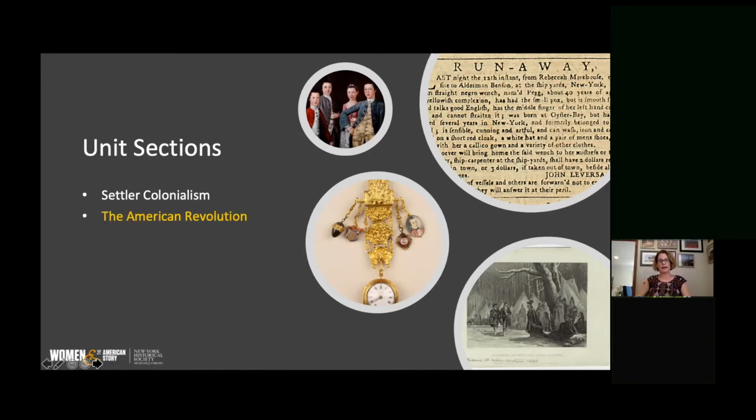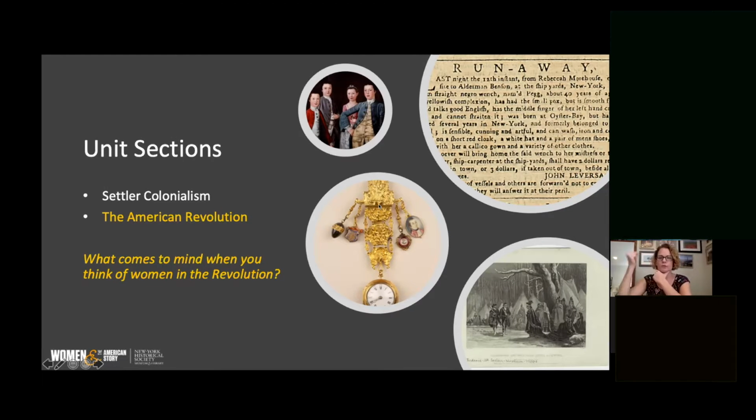And then today we are going to be focused on the American Revolution section of this unit. To get us into the mindset of this period, let's put in the chat: what comes to mind when you think of women in the revolution? What are those knee-jerk things that either you or your students think of when we think about the American Revolution and women?